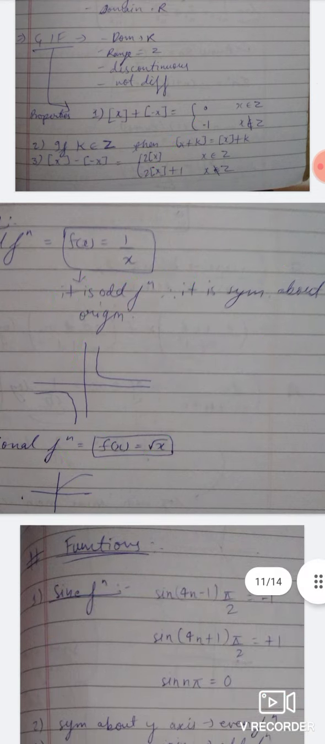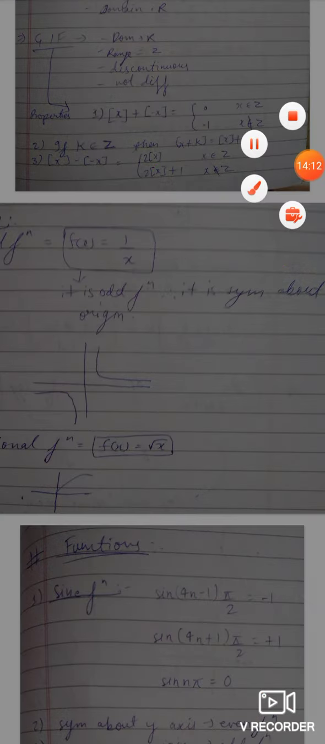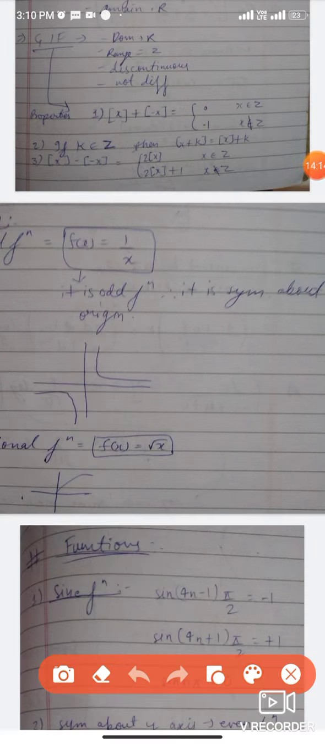The next one is GIF. As we discussed in the last video, GIF is nothing but the greatest integer function. It takes the value that is to the left of the number given, or the value of x that is given in the question. To the left of it, whatever value comes on the number line, it is the value of y.